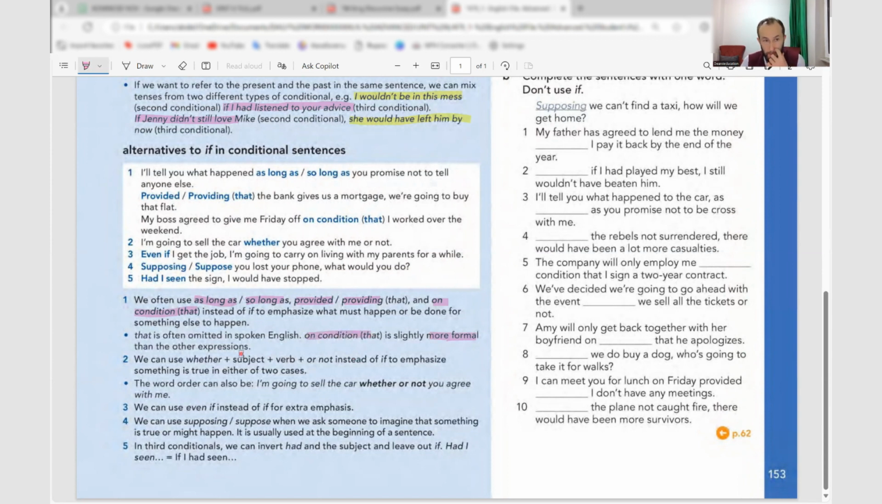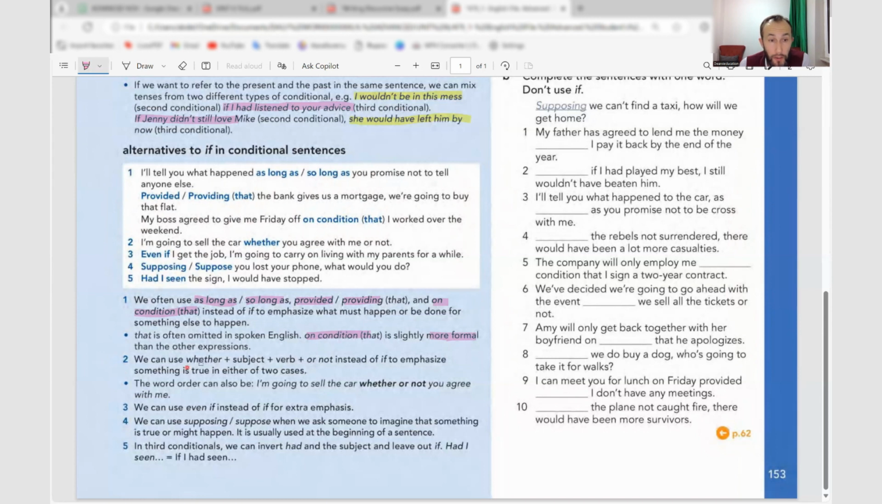I'll tell you what happened as long as you promise not to tell anyone. So long as you promise not to tell anyone. Provided the bank gives us a mortgage, we are going to buy that flat. My boss agreed to give me Friday off on condition that I worked over the weekend.